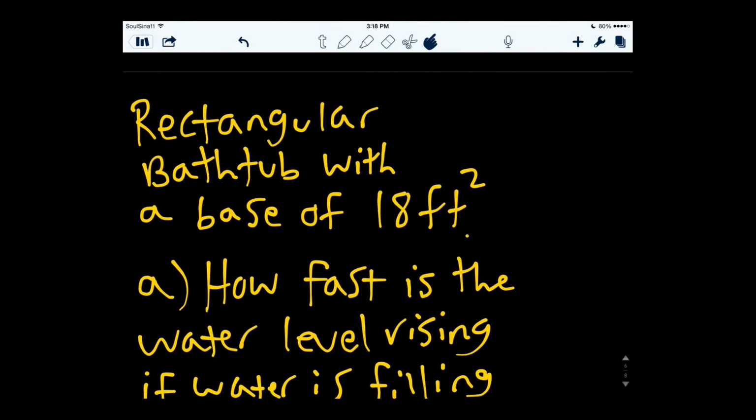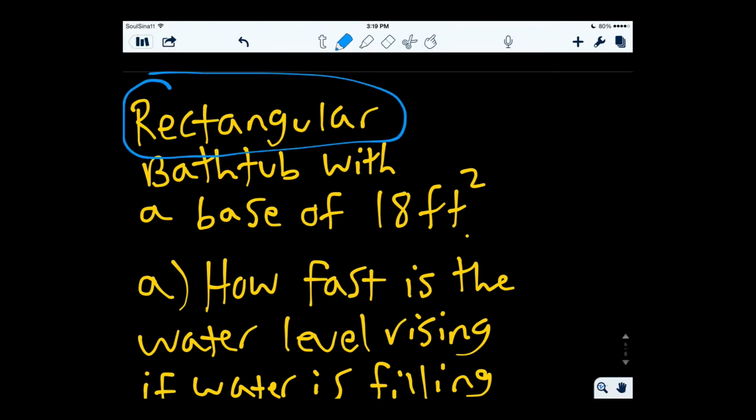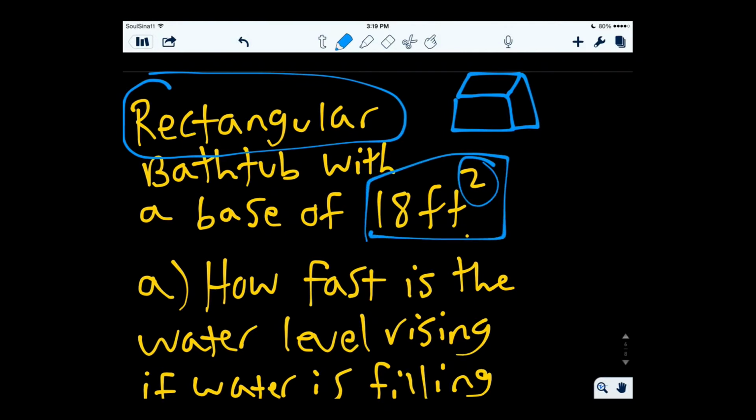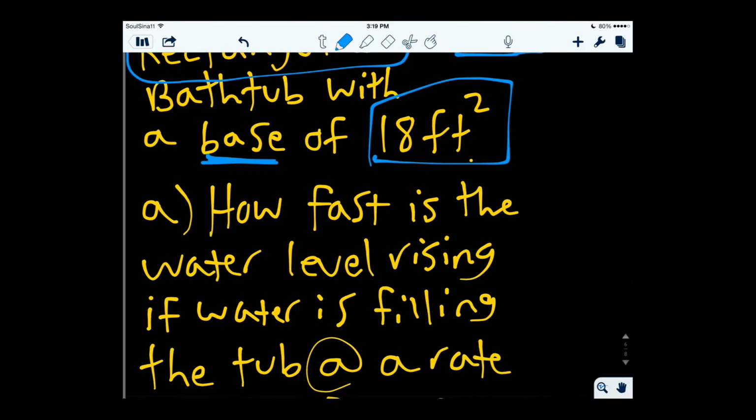So let's see what we're given. We're given a rectangular bathtub, which is pretty much a rectangular prism, which would look roughly like that. I'm not the best artist, so let's just imagine a stretched out cube. It has a base of 18 feet squared. Notice the squared tells us that 18 feet squared is the area of our base, because we're told it's the base. So we know the area of the base.